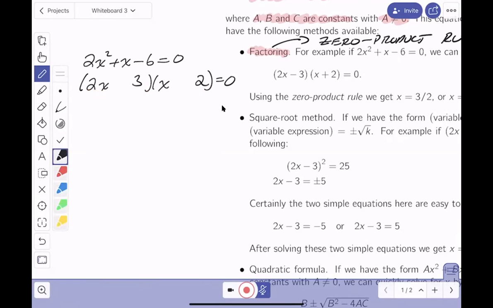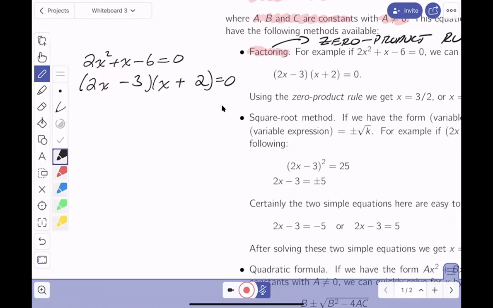And yes, you should be better at factoring. Now, what do I know? I know 2x times x is 2x squared. I know 3 times 2 is 6, but I really have to get the signs right and the middle term right. So I'm going to say plus 2, minus 3. I want to check and see if it works. What's 2x times x? 2x squared. It's called trial and error, by the way. Plus 4x minus 3x is plus x. That worked, and we do get minus 6.